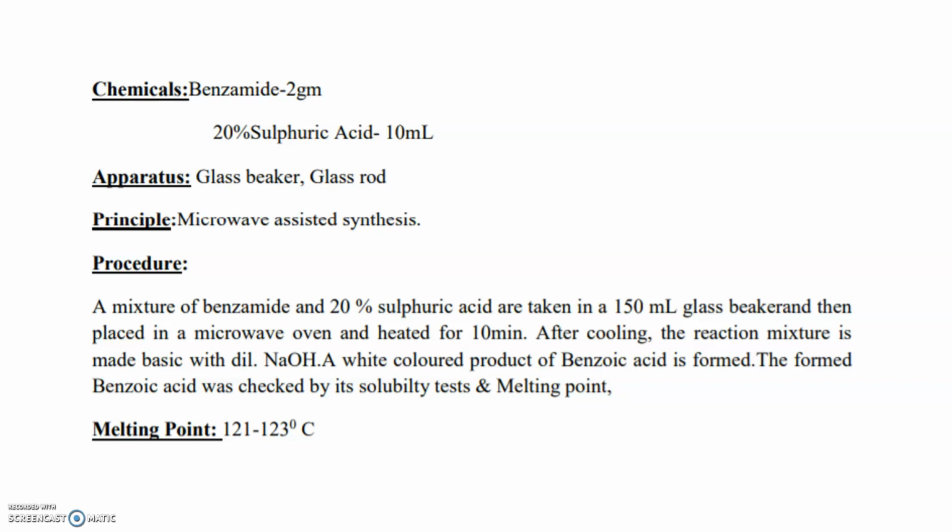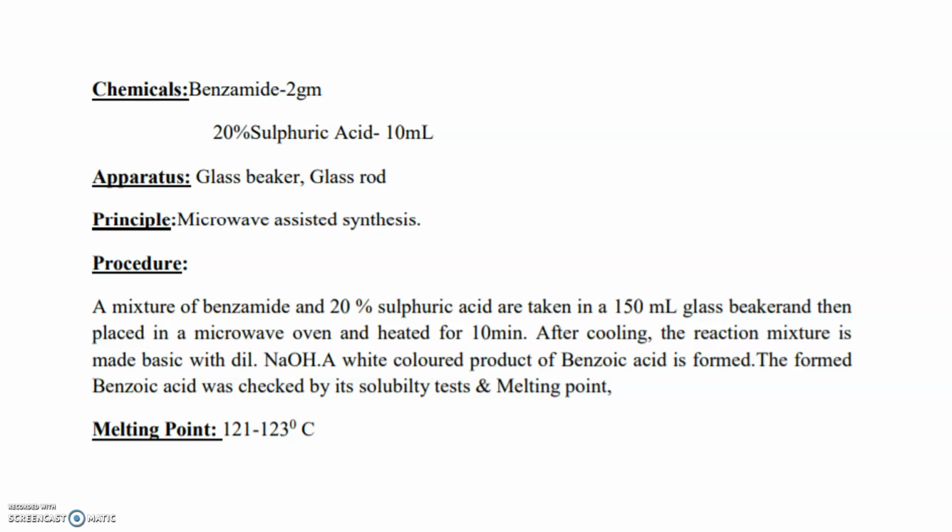So you need sodium hydroxide, dilute sodium hydroxide. Then a white colored product, benzoic acid, is formed, and the formed benzoic acid was checked by its solubility test and melting point. So just take the melting point, and its melting point is 121 to 123 degrees Celsius.